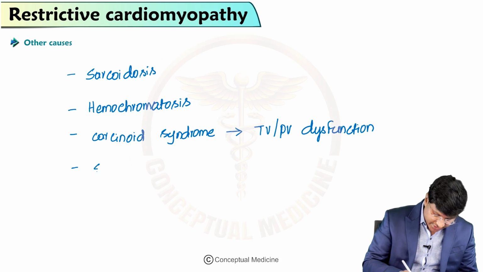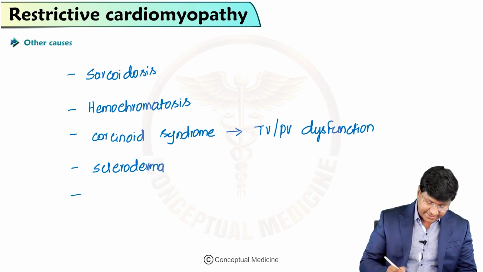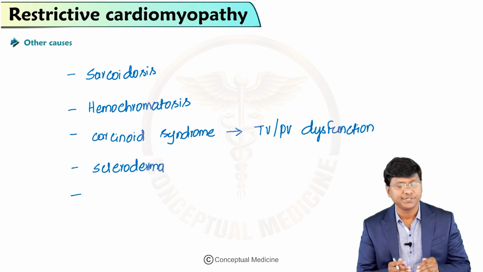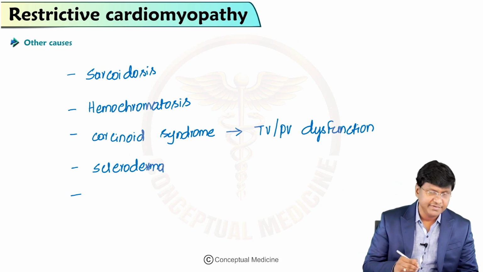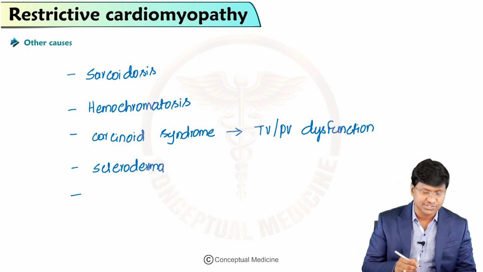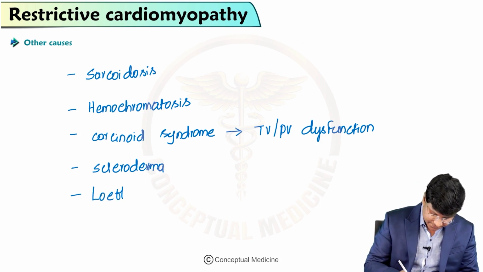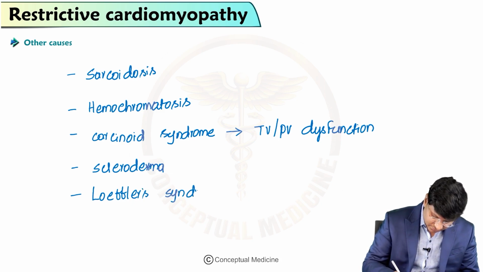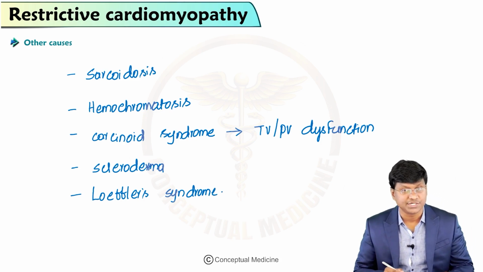The other important disorder is scleroderma. Scleroderma is a disorder of the connective tissue where there is excessive accumulation of collagen within the myocardium. Then we have a hypereosinophilic syndrome, Löffler syndrome, which will cause restrictive cardiomyopathy. It is a hypereosinophilic condition which will cause restrictive cardiomyopathy.